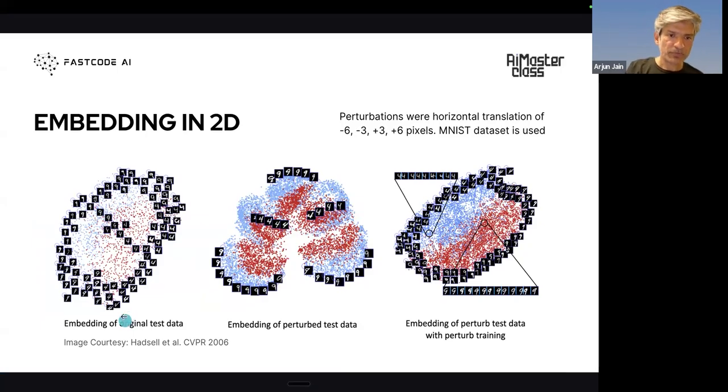They see that the 4s which really look like 4s are far away, and the 9s are far away from each other. But when you go close to the boundary, they start to look like each other. These were interesting findings that they saw in the data.